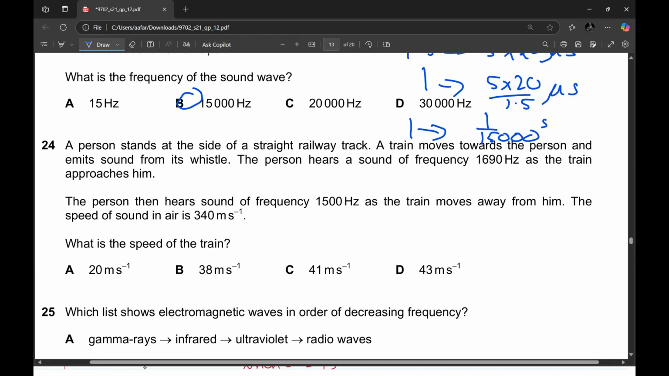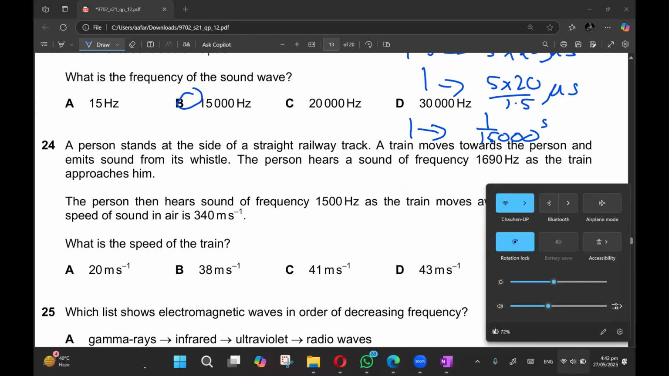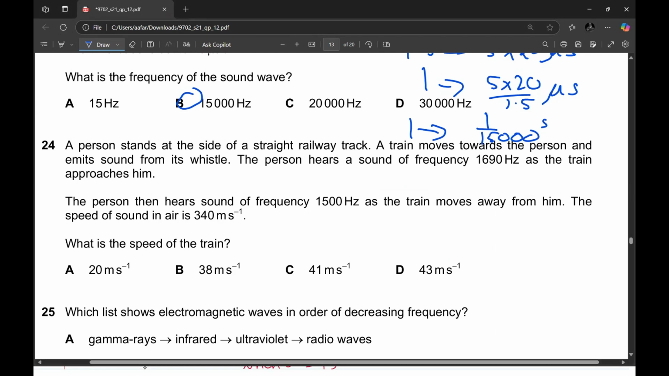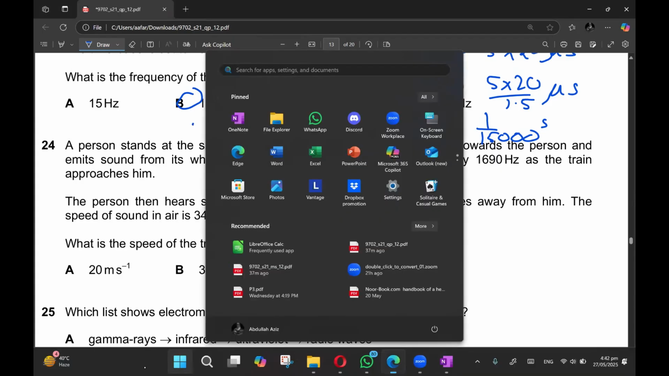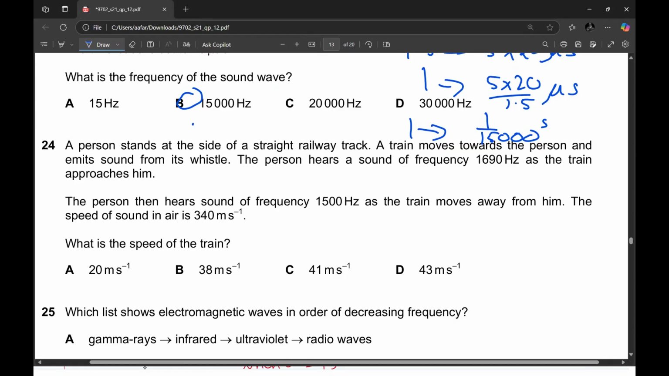A person stands at the side of a straight railway track. A train moves towards the person and emits sound from its whistle. The person hears a sound of frequency 1690 hertz as the train approaches him. The person then hears the sound of frequency 1500 hertz as the train moves away from him. Speed of sound in air is 340 meters per second. What is the speed of the train?